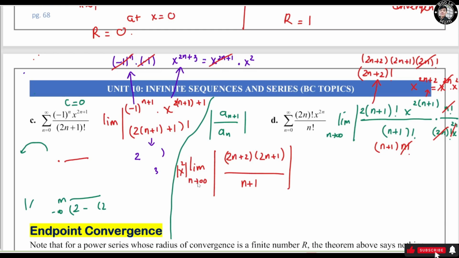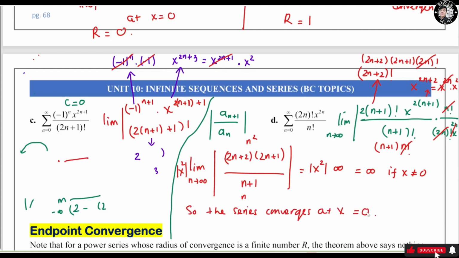Now when n approaches infinity, the degree on the numerator is n squared, and the degree on the denominator is just n. So the numerator is bigger than the denominator, and the limit approaches infinity. So you have absolute value of s squared times infinity. So it's going to be infinity if s is not equal to 0. So the series converges only at s equals 0, and 0 is the center of this series.